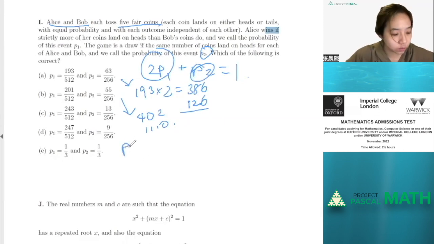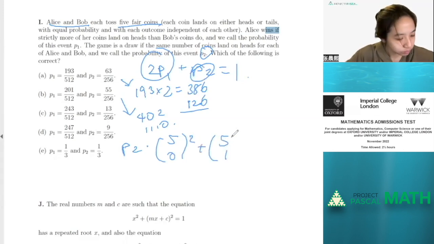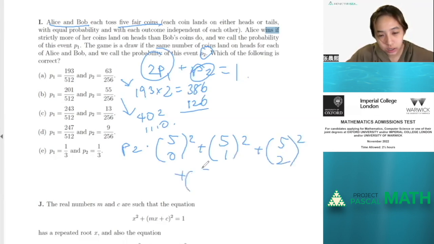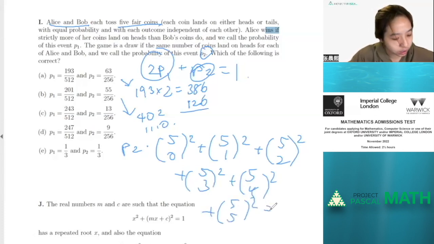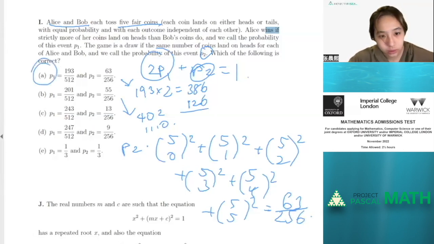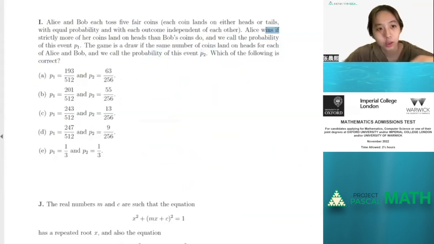And P2, well, you have 5 choose 2. It's like the probability of them getting 0 heads and 1 head and then 2 heads and so on. And this gives 63 over 63 possibilities, and you divide it over 256. And so this gives option A. Okay, moving on.